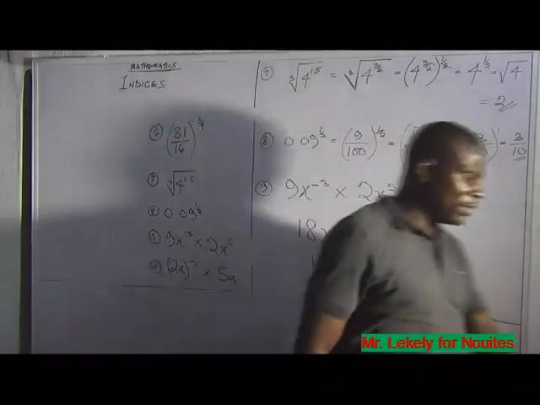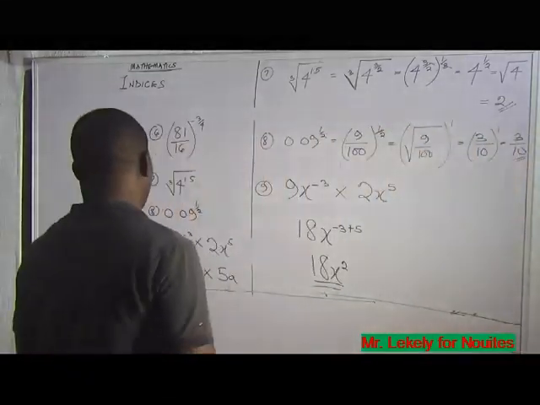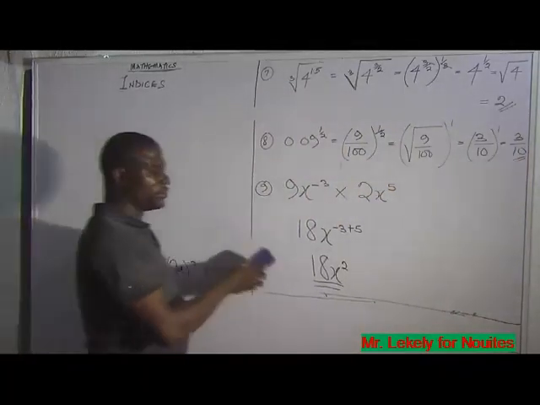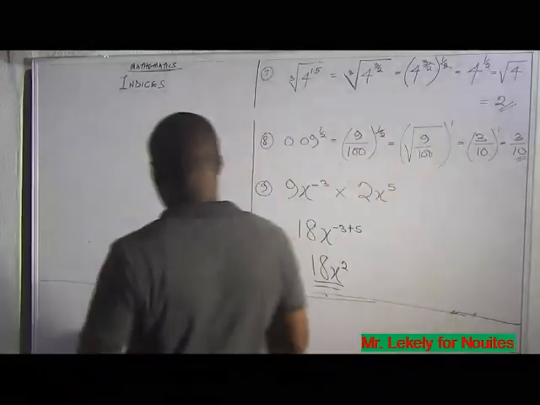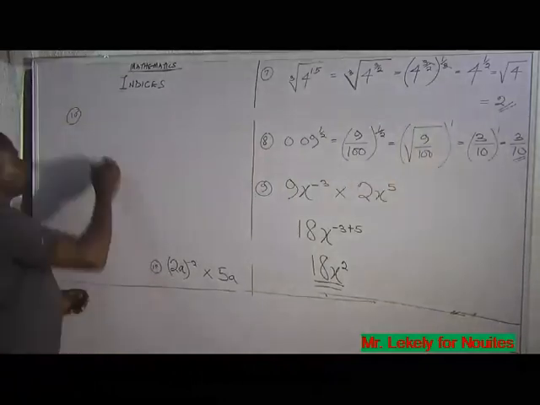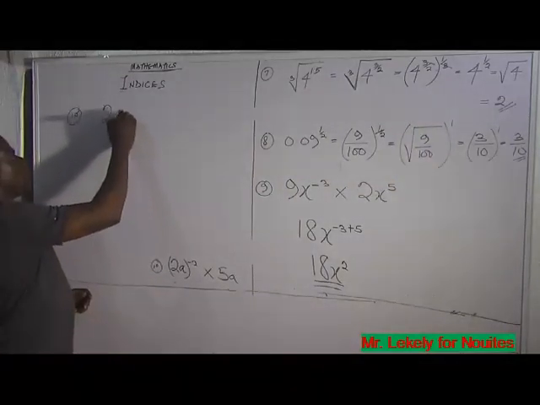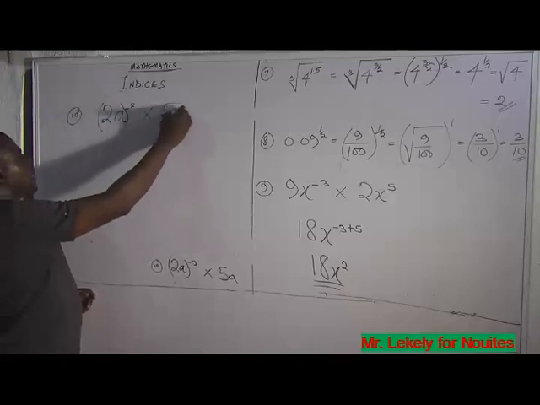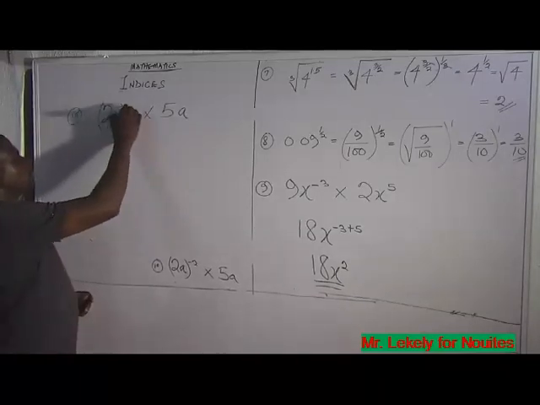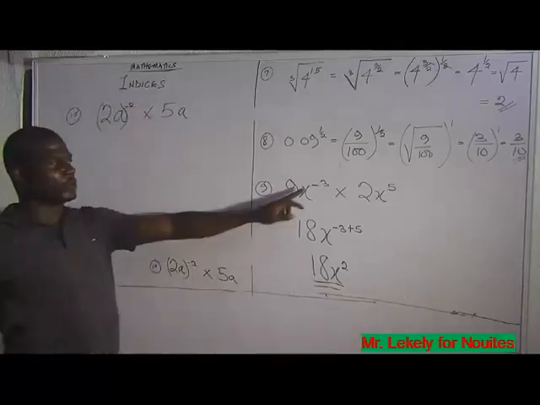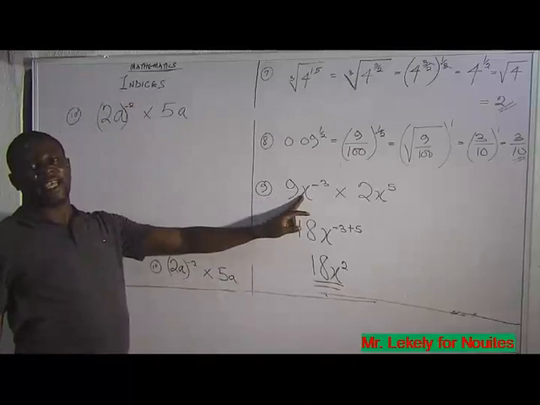And of course, the last but not the least for indices, which is number 10 question. Number 10 question is 2a raised to power minus 2 times 5a. Now if you look at this one, this minus 2 is affecting both the 2 and the a. It's not like this one. Minus 3 is only affecting the x.